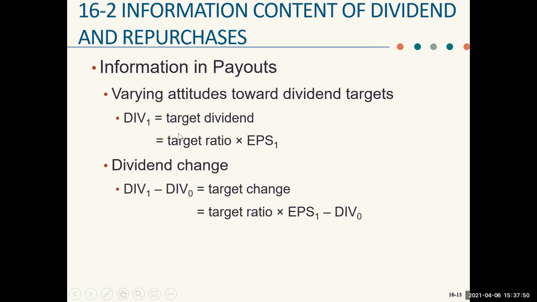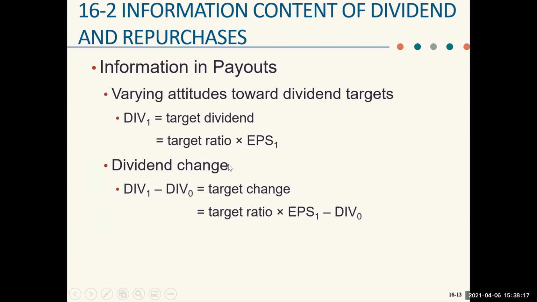So some of this put into a formula form. The dividend which is expected, that is a target dividend, can be calculated as a target payout ratio times the earnings per share in year one. Target payout ratio multiplied by the earnings expected in year one.